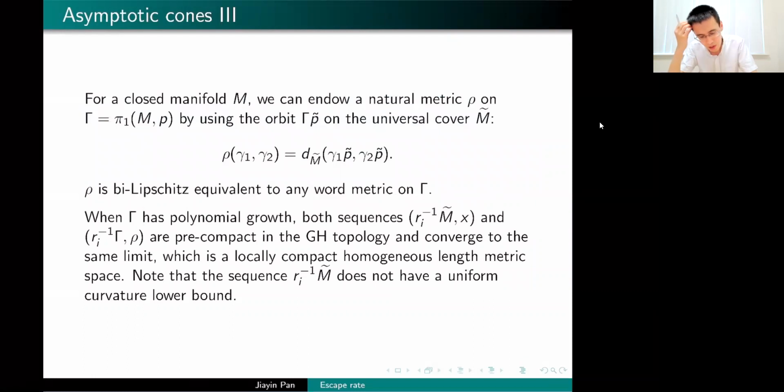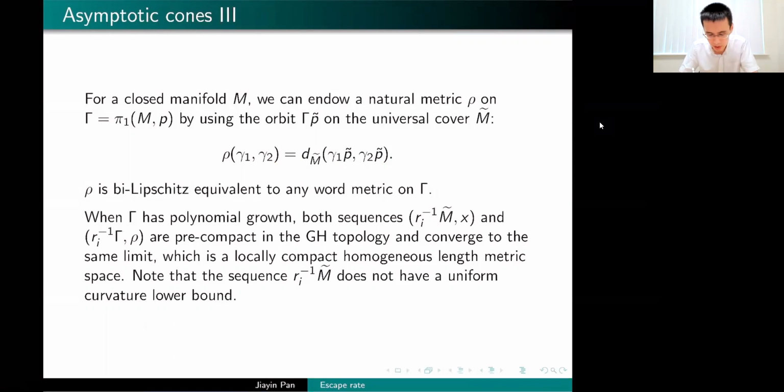So if we have a closed manifold M, and we don't pose any curvature condition on M here, we can give a natural metric on the fundamental group by using the orbit on the universal cover. We just say the distance rho between gamma 1 and gamma 2 is the distance between the orbit points gamma 1 p tilde and gamma 2 p tilde on the universal covering. Then this rho is indeed bi-Lipschitz equivalent to any word metric on gamma.